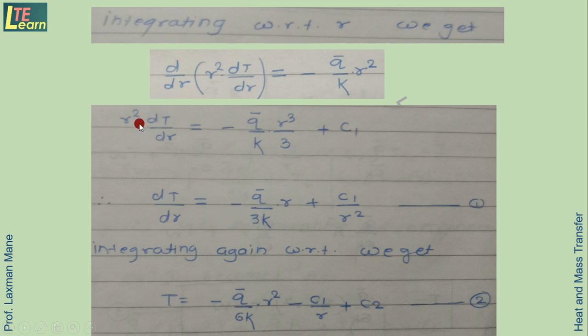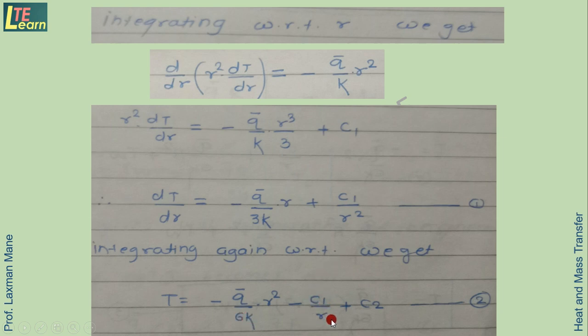Further, this we take on the right side. So we find here dT by dr is equal to this equation. This equation 1, integrate again with respect to radius. So here integration of left side is temperature, integration of this term q by 3k as it is, integration of r is r square by 2, so 2 by 3 is a 6, so here 6 comes.